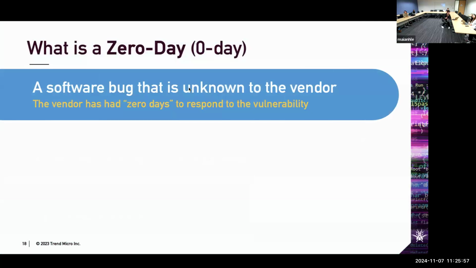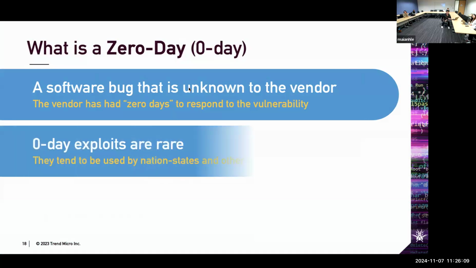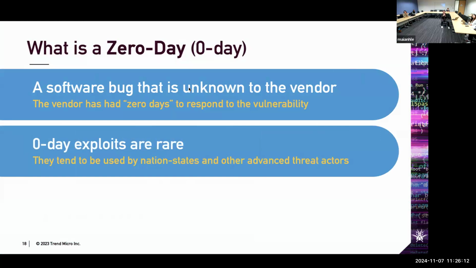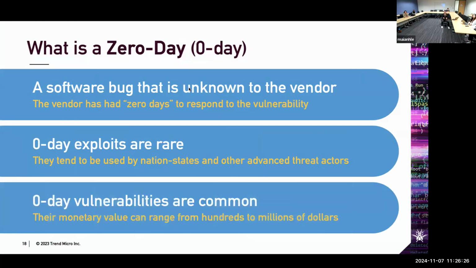I want to talk a little bit more about what a zero day is. A zero day is a software bug that is unknown to the vendor. The vendor has zero days to respond to the vulnerability. There are two things I want to distinguish. Zero-day exploits are fully fledged tools that you can launch to hack someone, and those are really with nation states and advanced threat actors. Zero-day vulnerabilities are common, and their monetary value can change from hundreds of dollars to a couple hundred thousand dollars. It really depends on the product.